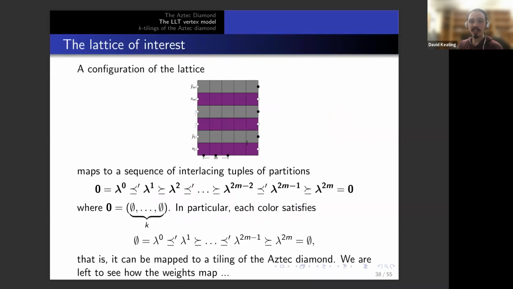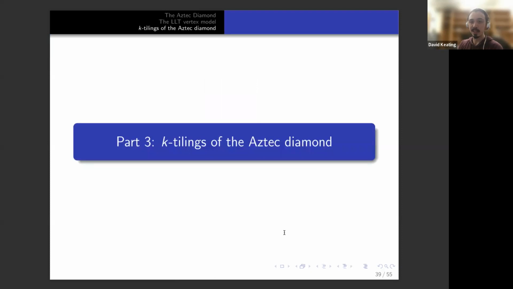So we take the same lattice, but now K colors. We have a sequence of interlacing tuples of partitions, which tell us how the paths cross at each horizontal slice. And in particular, each color satisfies the same interlacing condition we had for the Aztec diamond. So for each color, we can map it to a tiling of the Aztec diamond. And then we just have to see how the weights map. So that brings us to our K tilings.